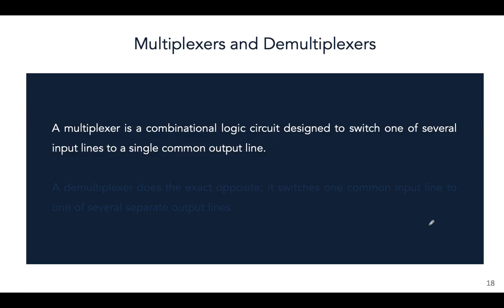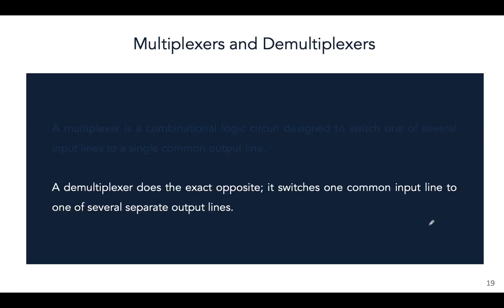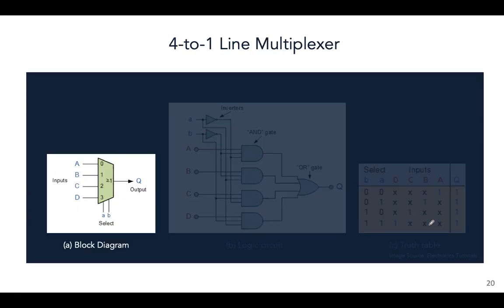And a demultiplexer does the exact opposite of this. It switches one common input line to one of several separate output lines. So let's discuss these in a bit more detail. Here is a very simple block diagram of a 4 to 1 line multiplexer. A 4 to 1 line multiplexer means it will have 4 distinct inputs, and a multiplexer always has a single output line. So 4 inputs, 1 output. We have A, B, C, D, 4 inputs and 1 output.